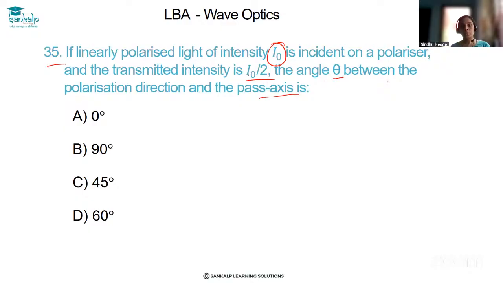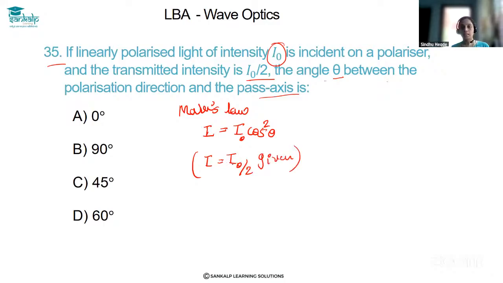Here the only given thing is the intensity, that is I0 by 2. Again we have to use Malus law. According to this expression, intensity I is equal to I0 cos square theta. Here the given thing is I is equal to I0 by 2. So the expression becomes, in the place of I, we substitute I0 by 2: I0 by 2 is equal to I0 cos square theta.